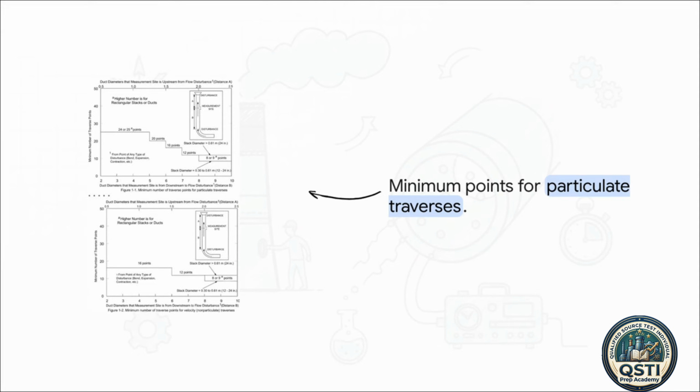Check out this top diagram. When you're trying to find that perfect run, distance A is your upstream distance to the exhaust, and distance B is your downstream distance from the bend. By taking those actual physical distances and dividing them by your stack diameter, you can just map them right here on the bottom chart to find exactly what your minimum required points are.